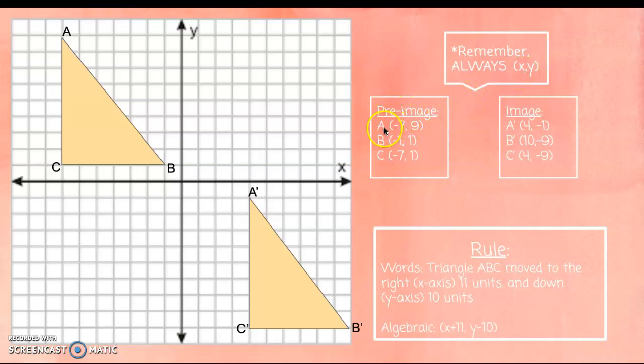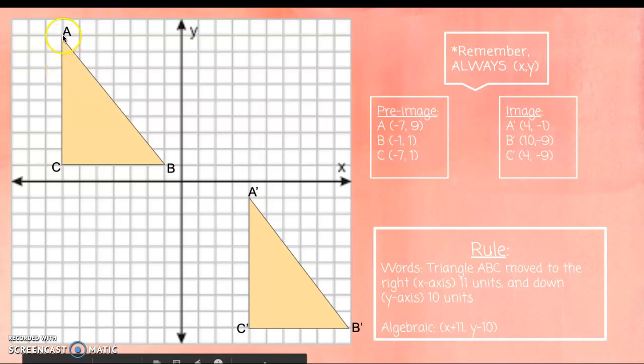I have my pre-image, triangle ABC, and I wrote my coordinates for triangle ABC. And down here I have my image. Remember, pre-image is the start, and then image is what you get. Notice how I have A prime, B prime, C prime, and I labeled my triangle A prime, B prime, C prime, and I wrote my ordered pairs. My rule for this is, in words, triangle ABC, so this guy, ABC, moved to the right or along the x-axis 11 units and down 10 units.